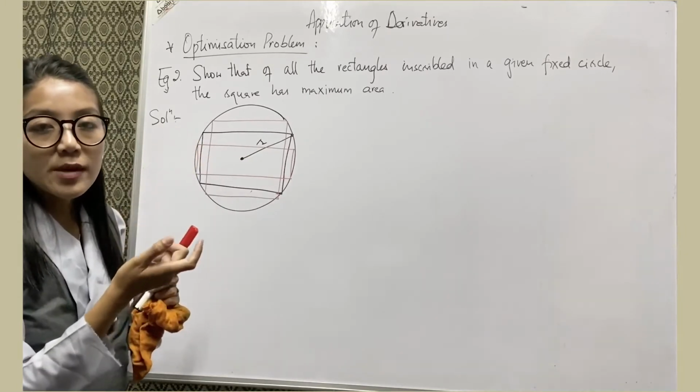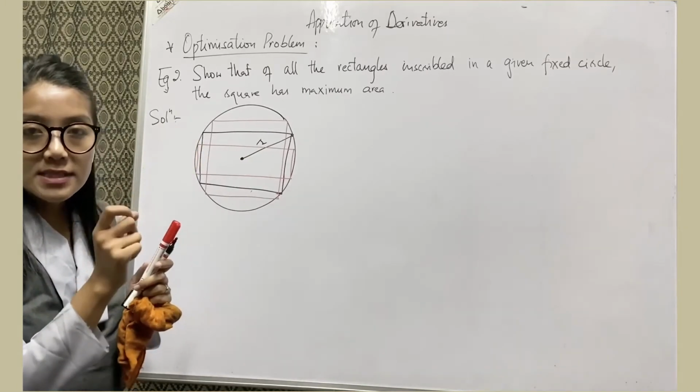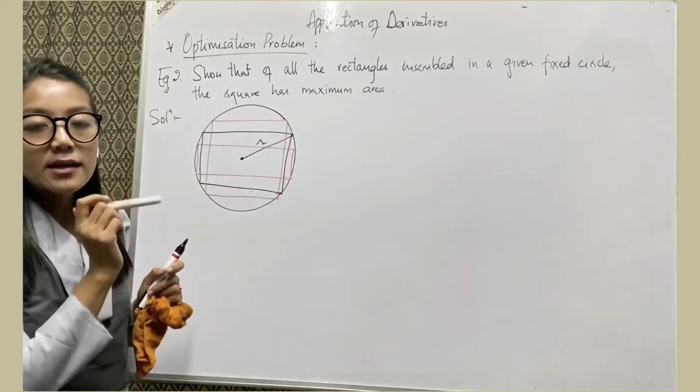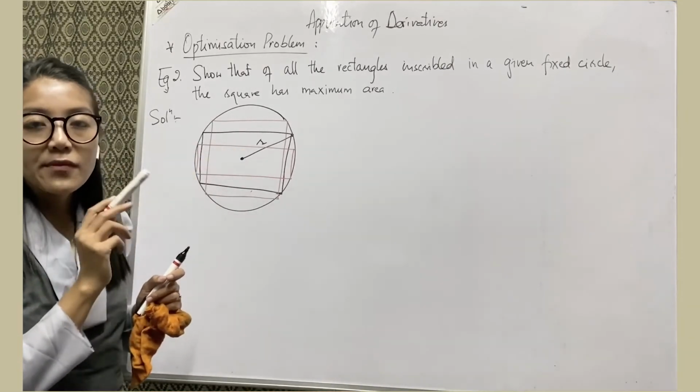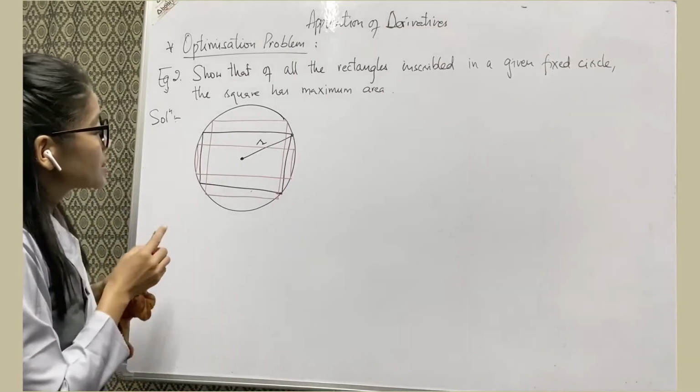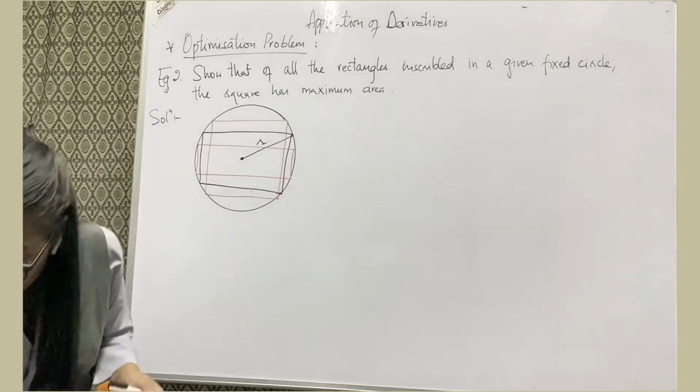A square is a special type of rectangle where length and breadth are the same. So out of all these rectangles, the rectangle which is a square will have the maximum area, so that is to be shown. It's quite simple.